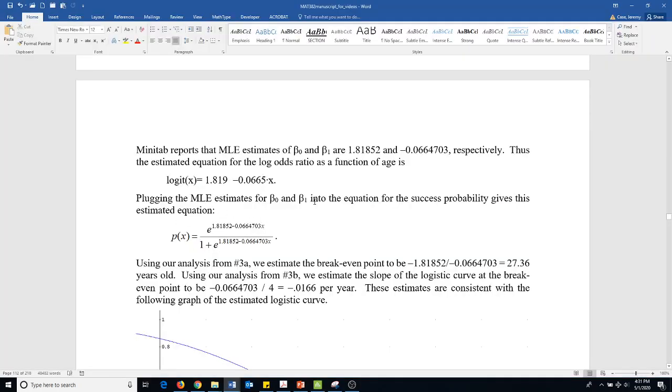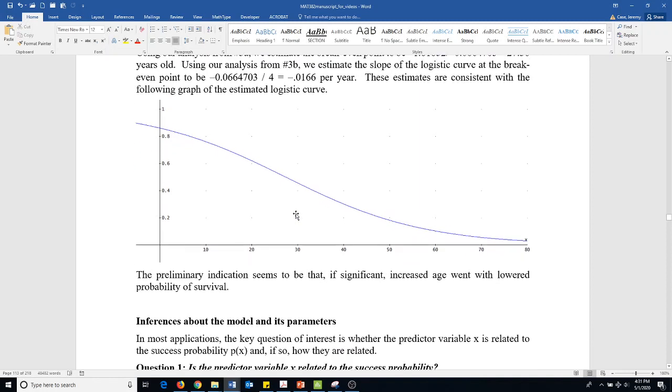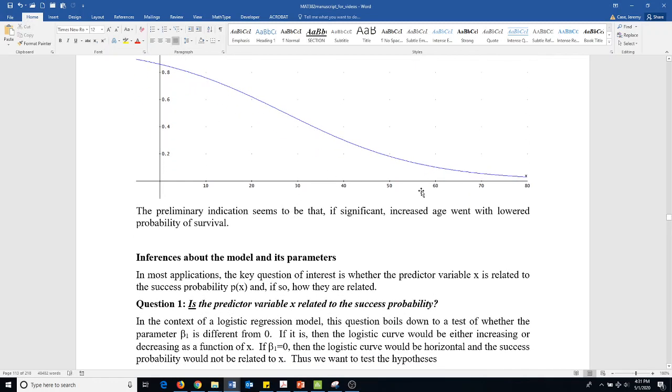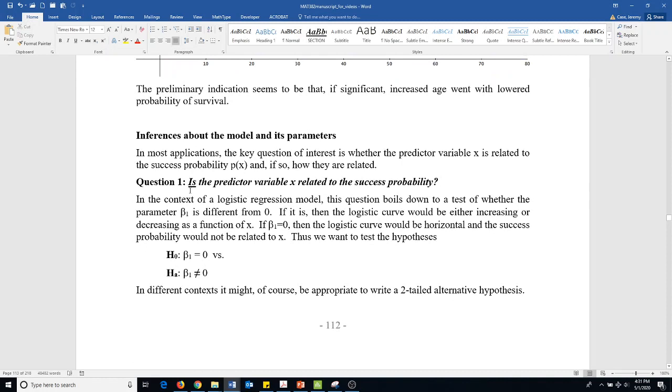Here we put more data points in. You could see that at about age 31, that's when your chances of survival are less than 50%. And as you age, you have a lower probability of survival. And so just like we did before, is the predictor variable related to the success probability? The null hypothesis is that beta 1 is 0, meaning it doesn't add anything to the model, versus beta 1 not equal to 0. We could write a two-tailed hypothesis or a one-tailed one.